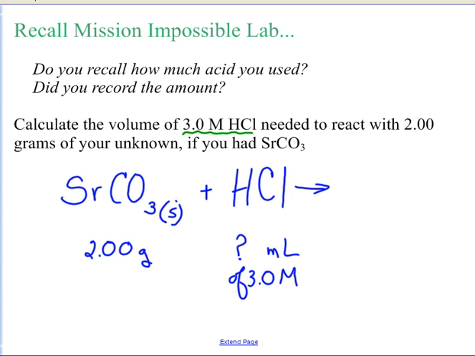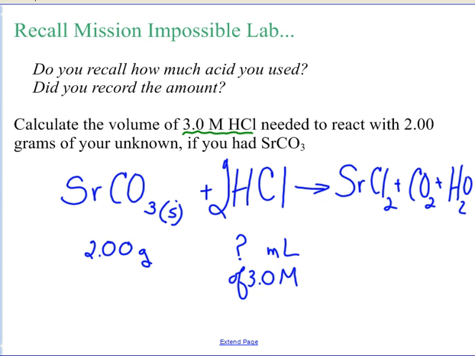Let's finish up our equation. Strontium chloride plus, as we learned, CO2 and water. When we go and balance this equation, it looks like we'll need 2 moles of HCl for every 1 mole of strontium carbonate.